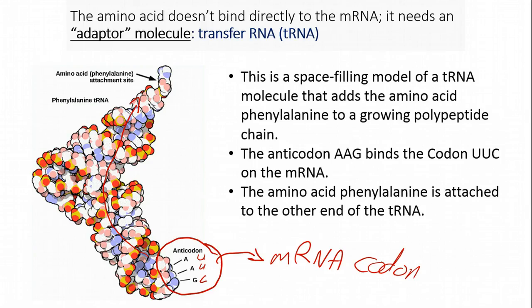So we have a UUC on the mRNA, which has a complementary anticodon on this tRNA molecule, which again is not an RNA molecule that codes. It is a functional RNA. Its function is for one end to bind to mRNA and one end to bind to an amino acid, in this case phenylalanine. That way it brings the correct amino acid to the correct site on mRNA.